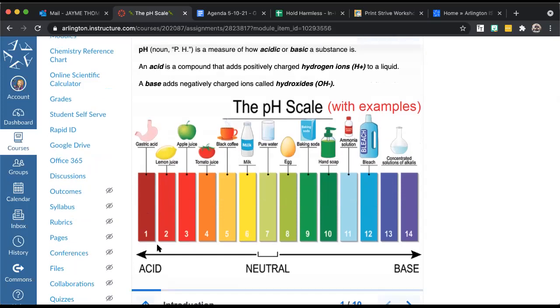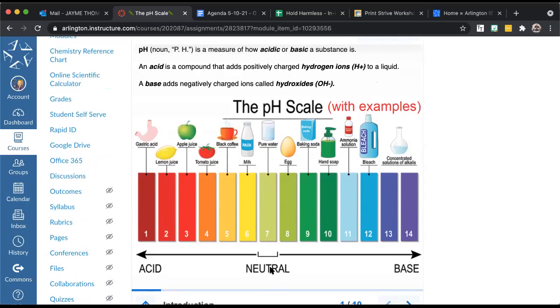So this is what the pH scale looks like. It goes from 1 to 14. Sometimes you'll see it go 0 to 14, but there's not a lot of stuff that's at 0. But 1 to 14, right smack here in the middle is what we call neutral. Neutral has to be exactly 7, like 7.00.